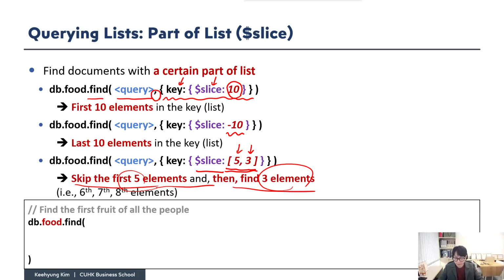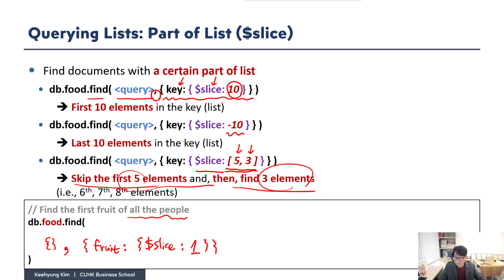In this example, let's say that we want to find the first fruit of all the people. Then we can use a slice operator in this case. First of all, from all the people, we want to select all the documents, so our query is just selecting everything. Then put a comma, and then you specify the returning rule. The returning rule is that we are interested in fruit. And on the fruit, we don't want to see the entire information. We want to use the slice operator to see just the first fruit of every person, and that's it.